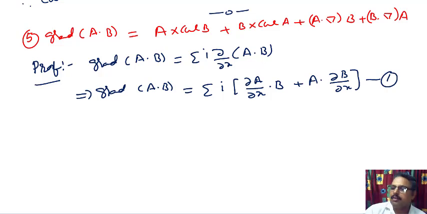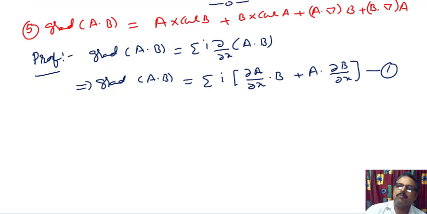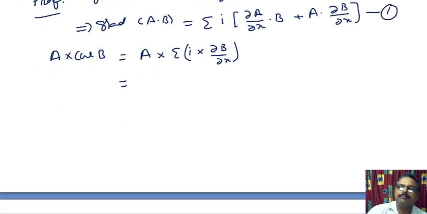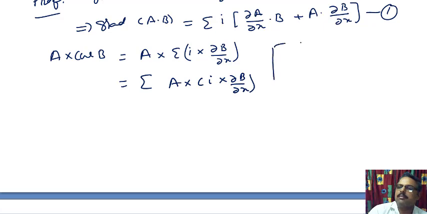Now, I will take one more term on the right hand side, A cross curl B. A cross curl B is sigma i cross ∂B/∂x. Curl B means sigma i cross ∂B/∂x. So this can be written as sigma A cross (i cross ∂B/∂x). So we are using the formula A cross (B cross C) equals (A dot C) B minus (A dot B) C.